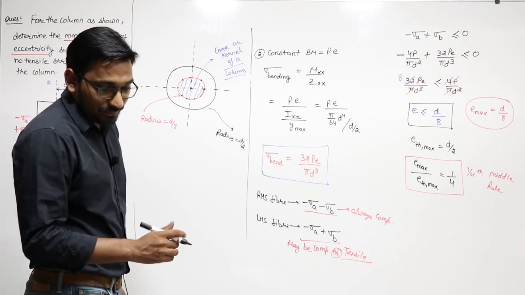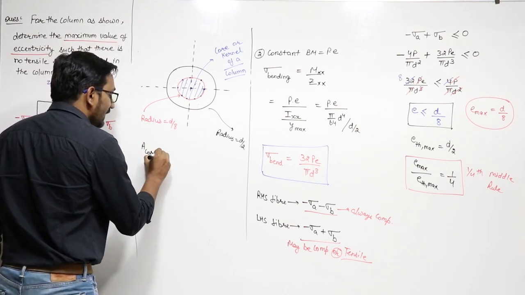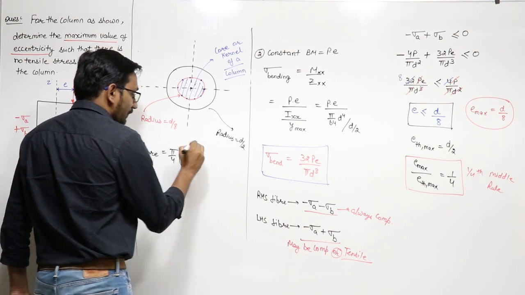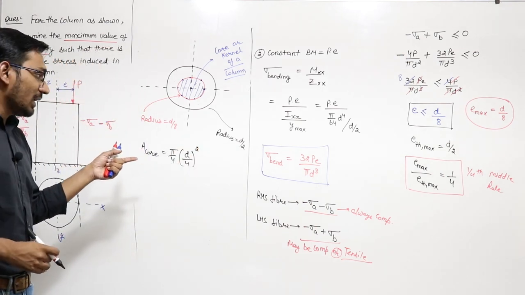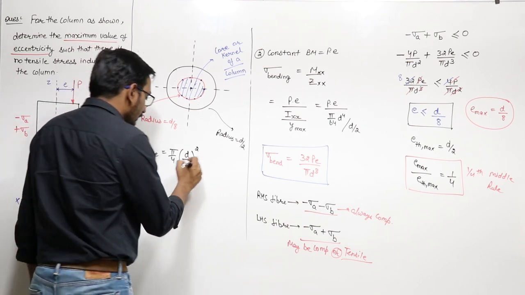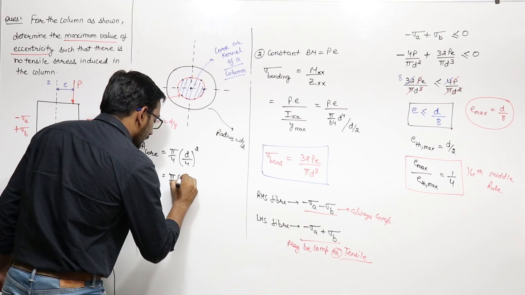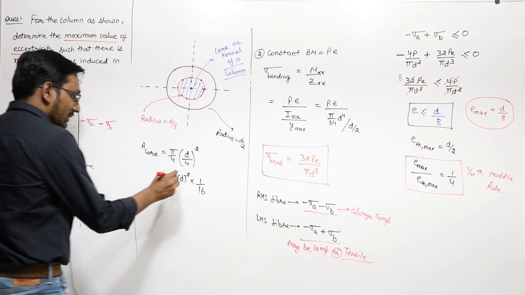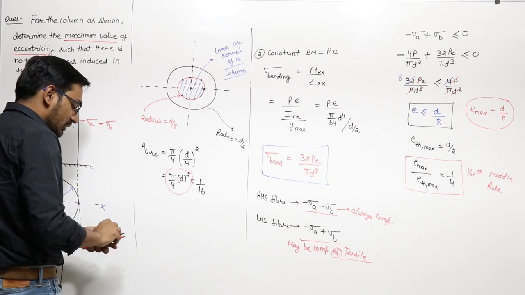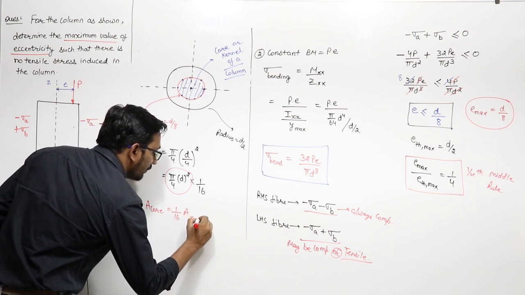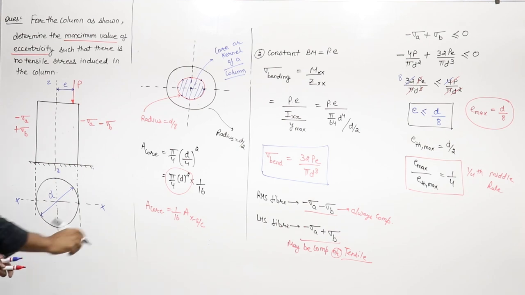What is the core area? The area of core will be pi by 4 into the diameter squared. The radius is d by 8, so the diameter is d by 4. So it will be equal to pi by 4 d square into 1 by 16. This pi by 4 d square is the area of cross section. So area of core will be equal to 1 by 16 times the area of cross section.